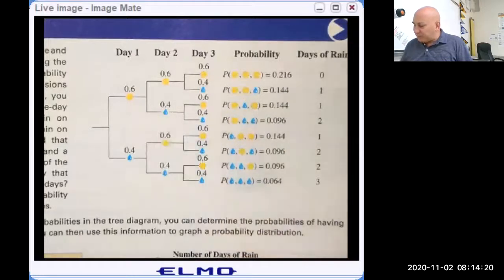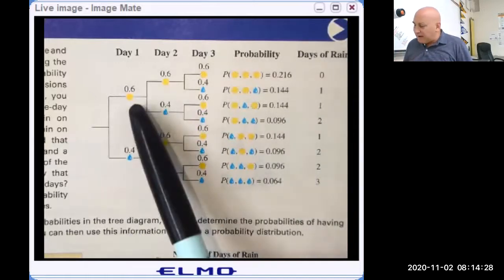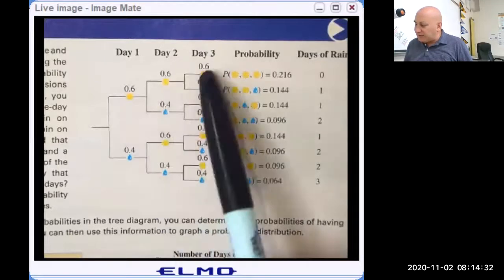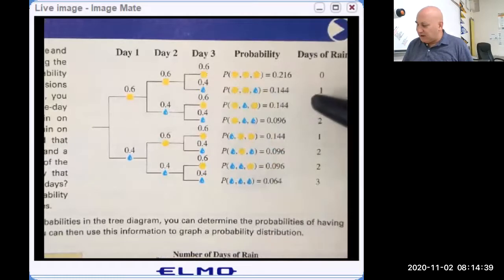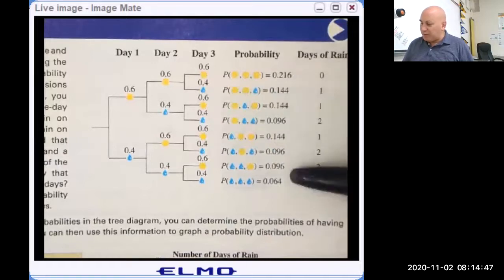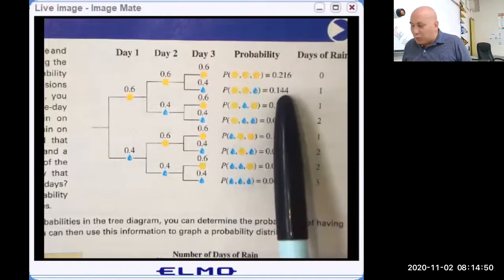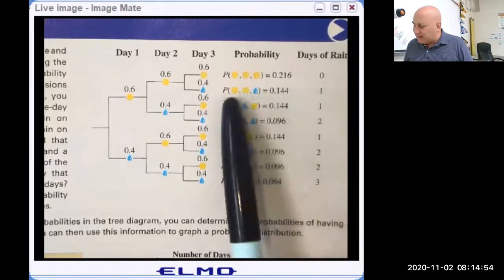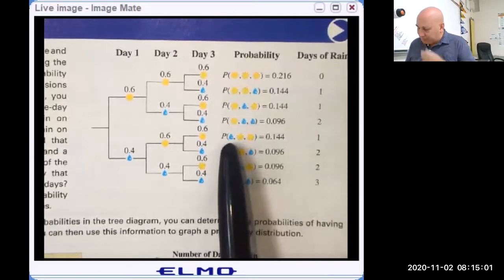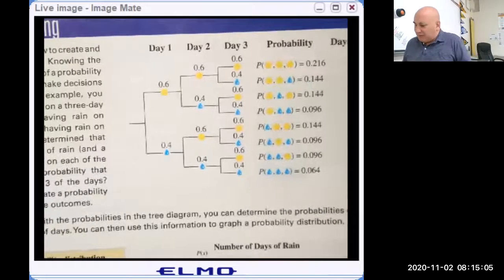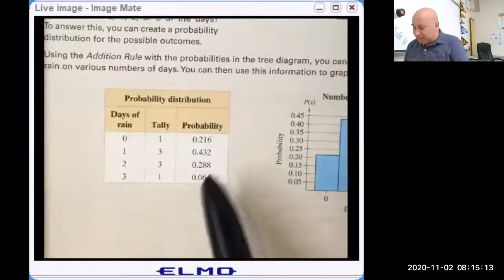So here we're generating a probability distribution function. We have our distribution where sun is 0.6 times 0.6 times 0.6. So there's the probability of having no rain over those days. And you can see that the possible number of days of rain are listed here along with their probabilities. So there's a 0.144 chance of having rain on one day getting it this way, a 0.144 chance getting it this way, and a 0.144 chance of getting it this way. So you add those three numbers for the chance of having rain on one day out of the next three. And here's our probability distribution.